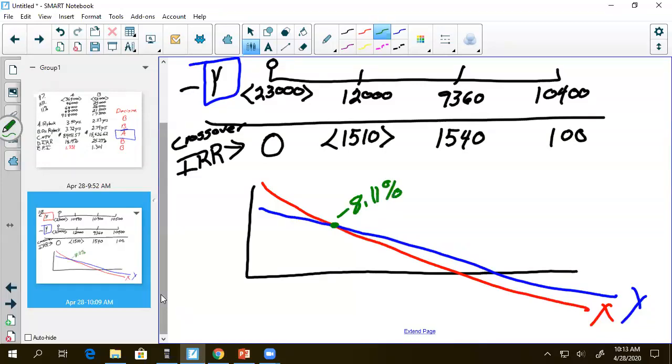Okay. Now, at that point, we're indifferent as to which project we would take. Any required rate of return less than that, we would obviously take project X. Any required rate of return above that, up to the internal rate of return, we would take project Y. Okay, does that make sense? Is everybody good there? Okay. Questions on that one?